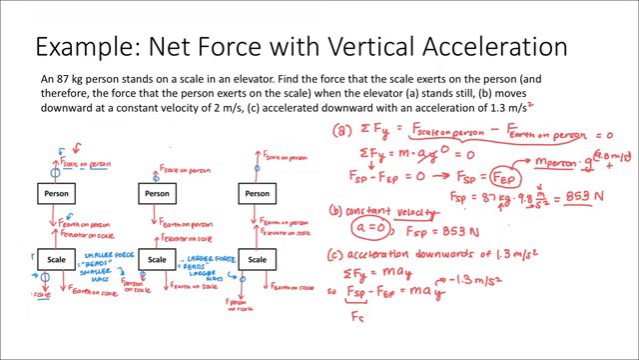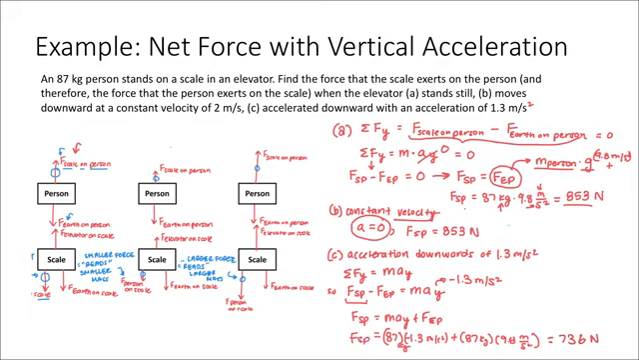To isolate the force that the scale exerts on the person, which is what I want, I'll add the other force to the other side of the equation, and that will give me m a_y plus F_EP is equal to that scale force, which would be the mass of the person, 87 kilograms, times negative 1.3 meters per second squared, plus the weight force of the person. So that would be their mass, again, times 9.8, making sure that we use a positive 9.8 here. And I'll get an answer here of 736 newtons.